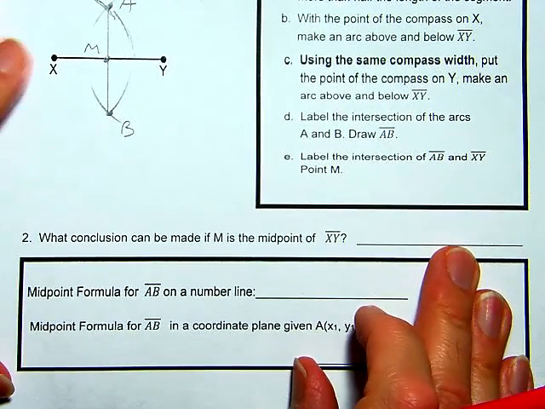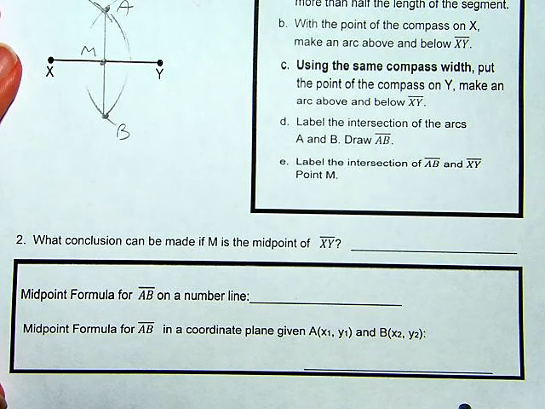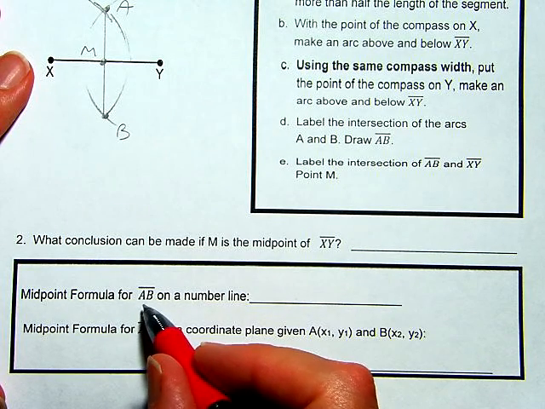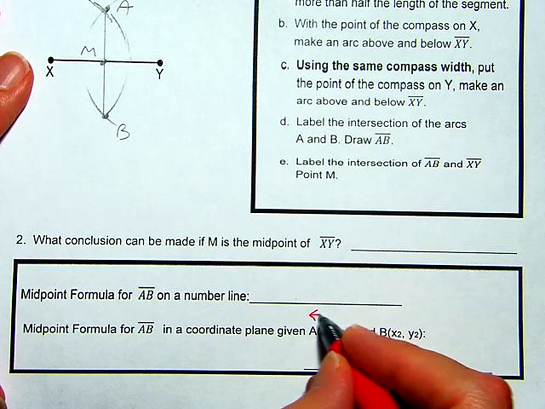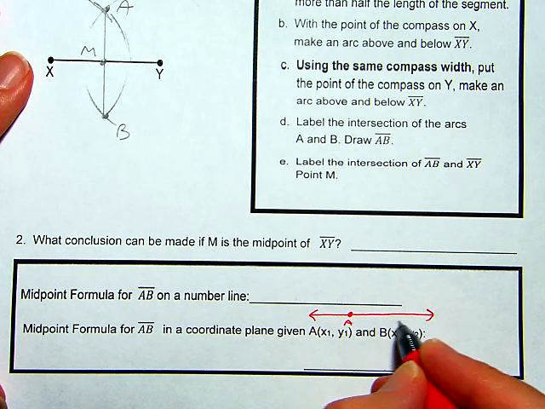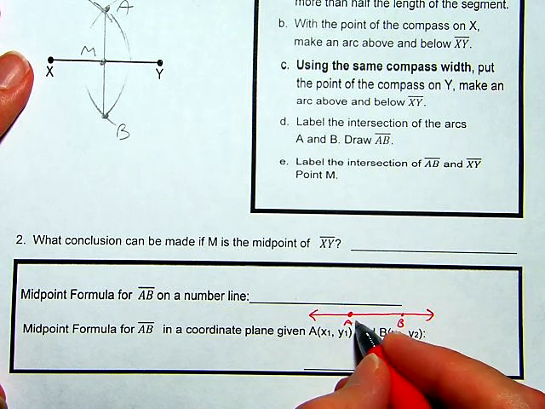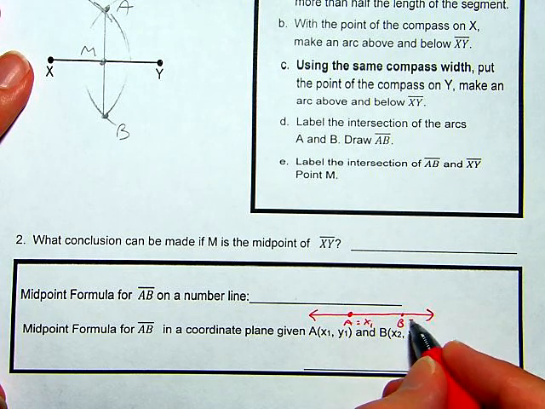There's a slightly different formula for a midpoint on a number line than there is for a midpoint in a coordinate xy plane. Let's talk first about the midpoint formula on a number line. If we have a line segment AB and we're on a number line, let's draw the number line underneath this. Okay, point A and B. And if point A has a value of x sub 1, and B has a value of x sub 2.